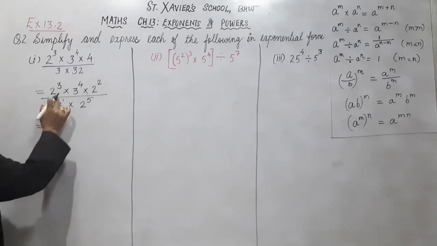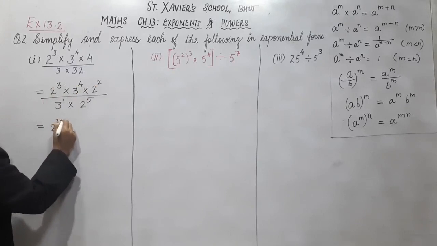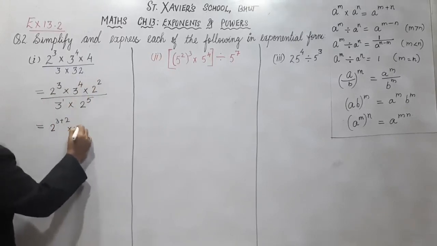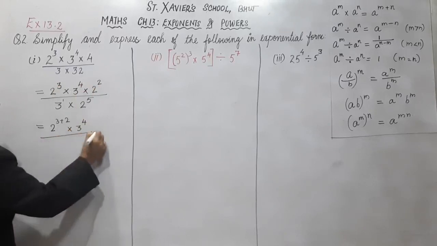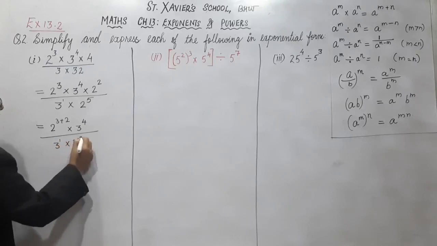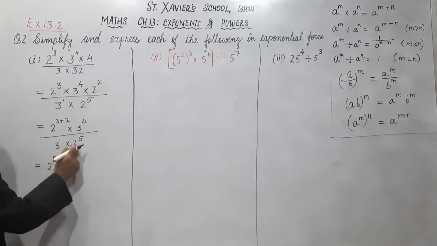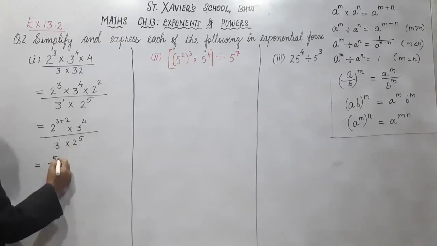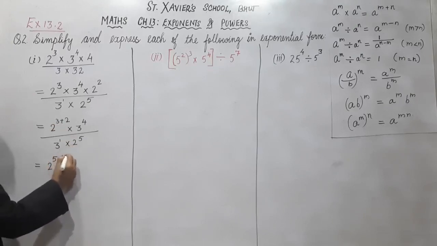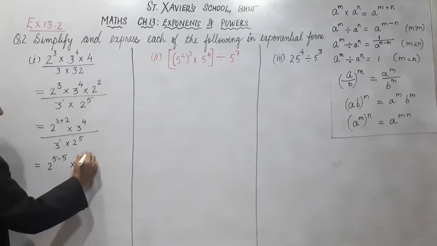Now, bring all 2's together. 2 raised to 3 plus 2. If we take these 2 and 3 into 3 raised to 4 upon 3 raised to 1 into 2 raised to 5. Now, 2 raised to 5. Here also 2 raised to 5 is there. So we can write it as, this is division, so we have to subtract. 5 minus 5 into 3 raised to 4.